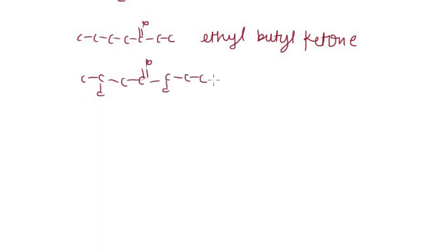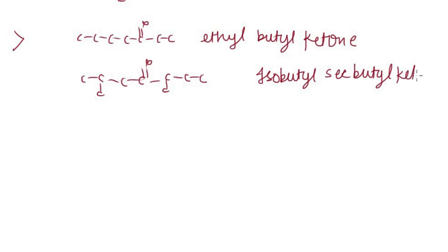Now what will you name? That is we call it an iso group. Iso, then the terminal function group acts like this, it is called iso. So it is isobutyl, secondary butyl ketone.